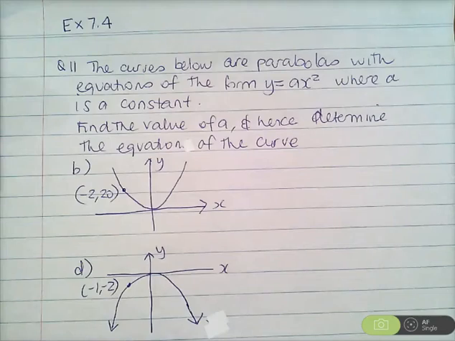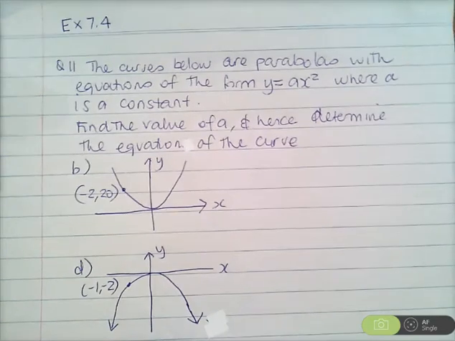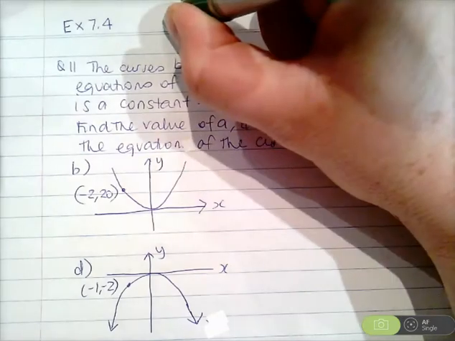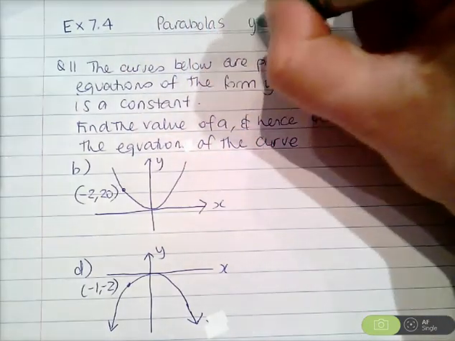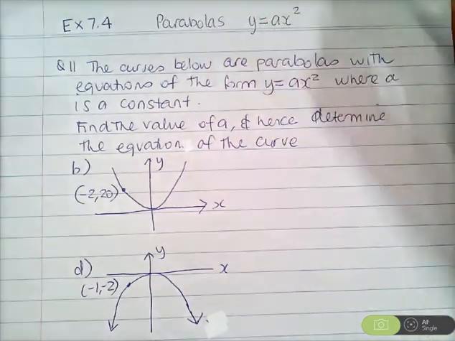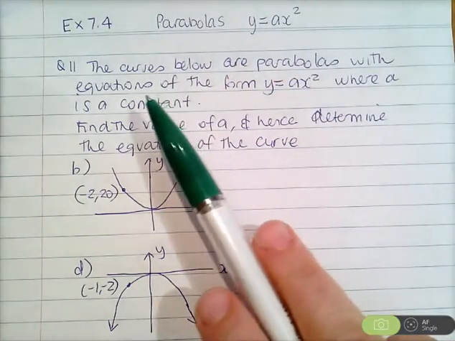Okay, hi, these are some questions from exercise 7.4. Exercise 7.4 is parabolas with equations of the type y equals ax squared. So here is question 11.